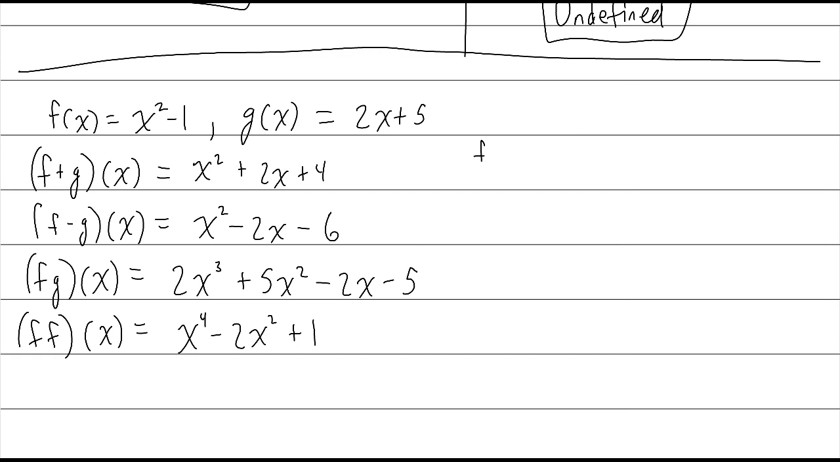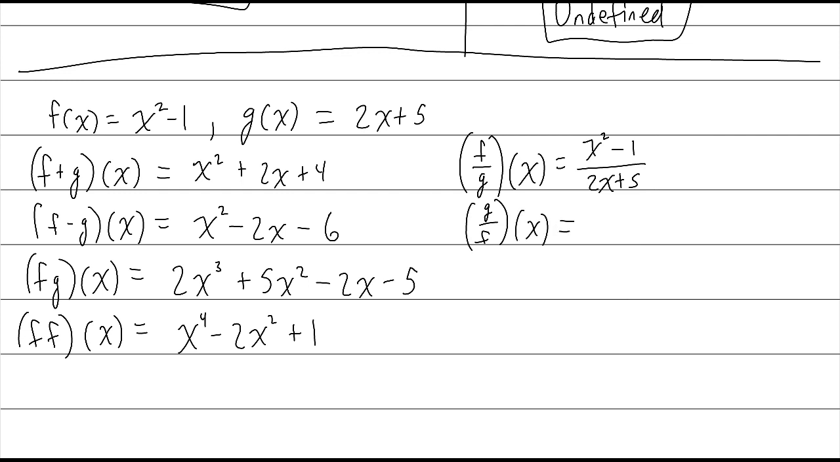We had f over g of x. That was x squared minus 1 over 2x plus 5. We had g over f of x, which was 2x plus 5 over x squared minus 1. I think that covers all of them. Okay, let's find the domain of each of them. And you'll see that it's actually really simple.